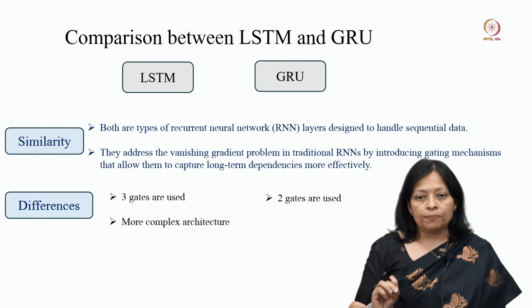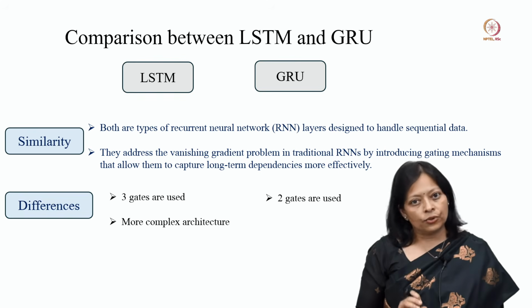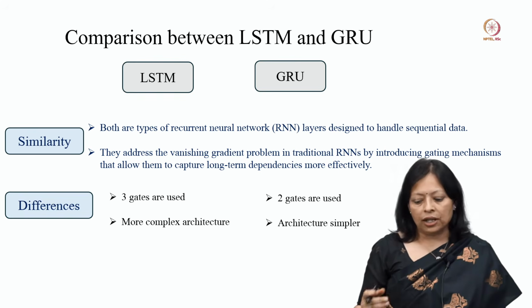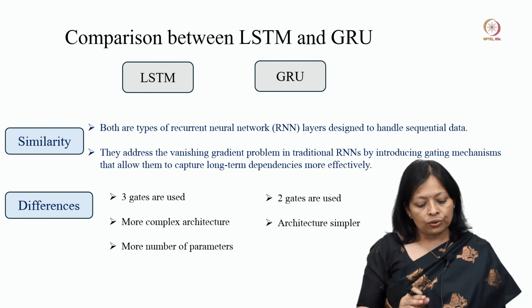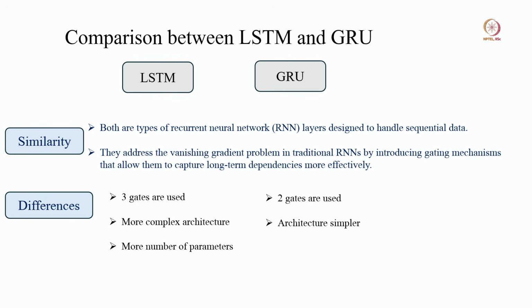LSTM is a more complex architecture because there we have 3 gates. In GRU the architecture is simpler because we have 2 gates. So, as more gates are there, more parameters are associated with LSTM, and the number of parameters in GRU is less because fewer gates are there. Training time is more in the case of LSTMs, whereas training time is less in the case of GRU.